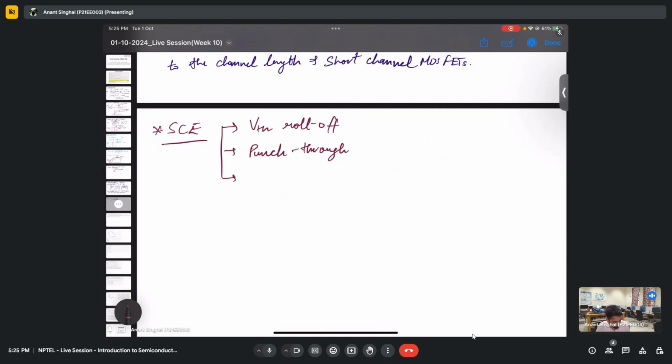Then we have DIBL. Maybe I can write the full form. So then we have the drain induced barrier lowering. What else we have? We have the channel length modulation. Yeah, so these are some of the most prominent effects that are coming into the picture. So let's see one by one what we have.